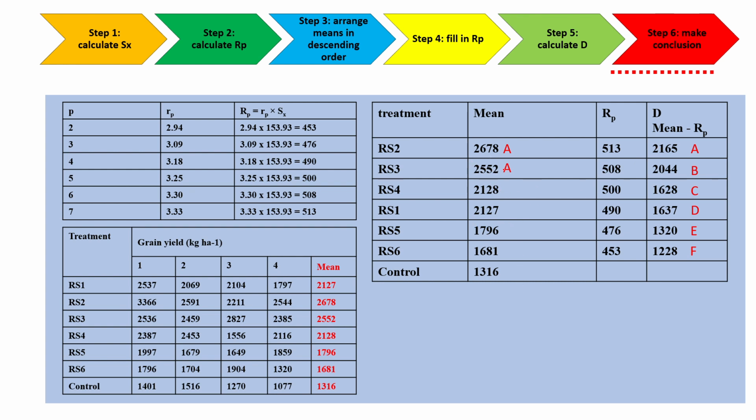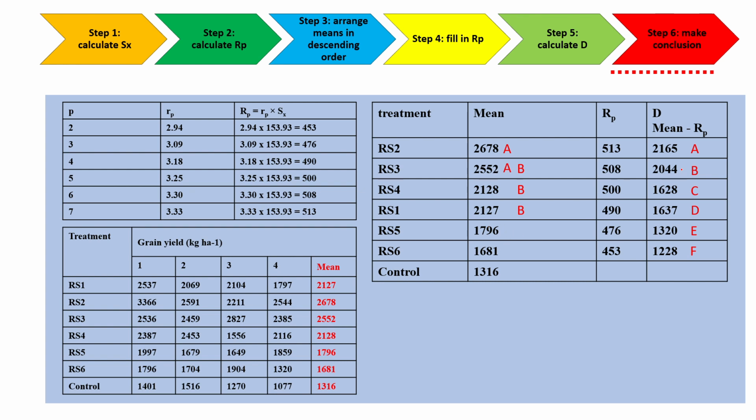So let's go back to this one, RS3, 2552, because we are going to compare with B. Is 2552 larger than 2044? The answer is, of course, yes. Then you label B. Just put an alphabet B next to it. And go down. 2128 larger than B? Yes, it would be. Then 2127 larger than B? Yes.